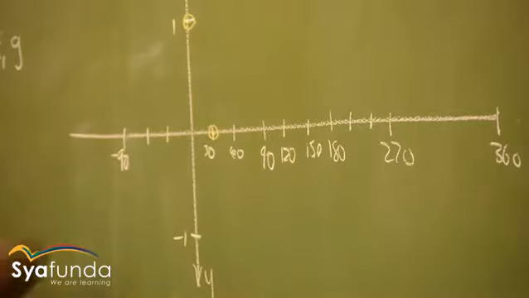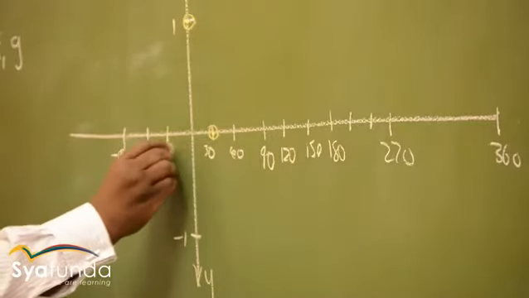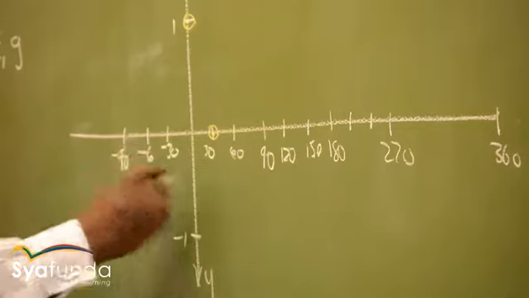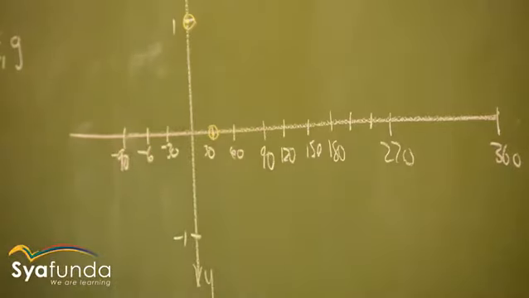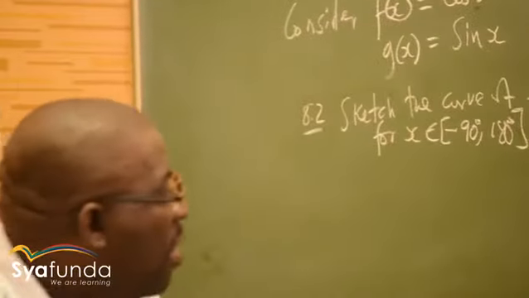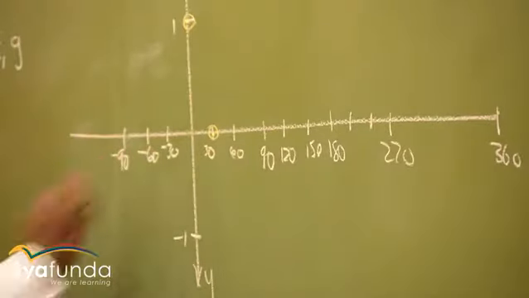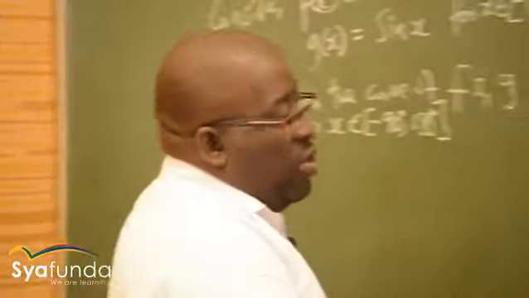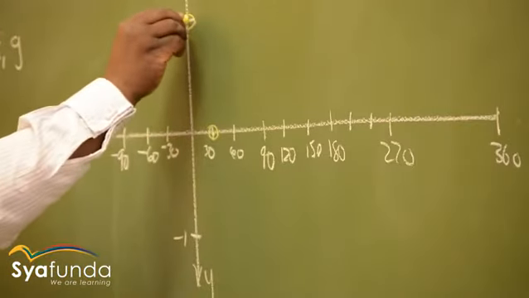If I come this side, if this is 30, this should be minus 30. This is 60, this should be minus 60. If that is 90, minus 90, and so on and so forth. That's how I'll be going on the negative side, which is minus 60. All right, let's move. I said to you, we start from this, because this is a cosine graph.